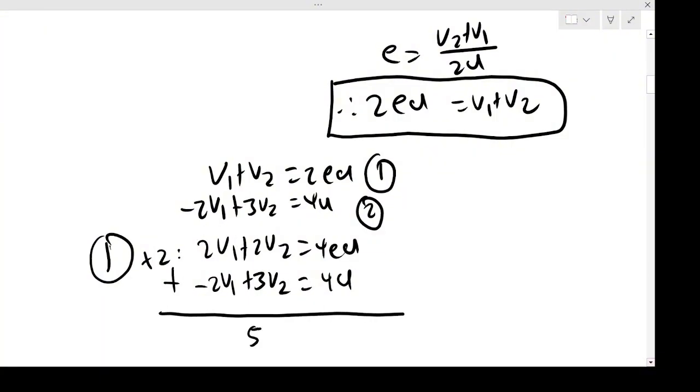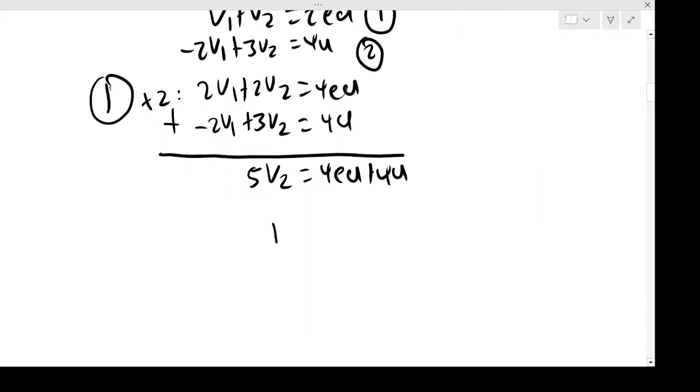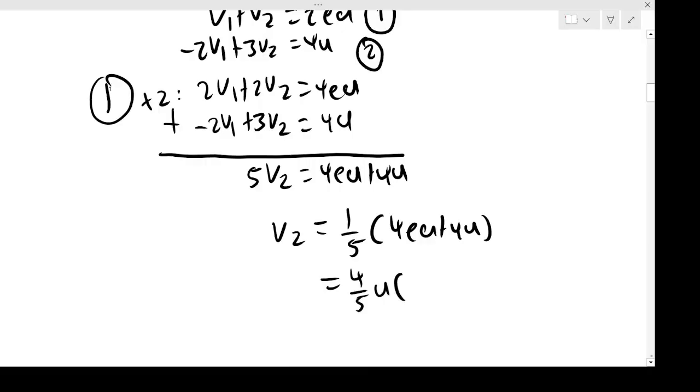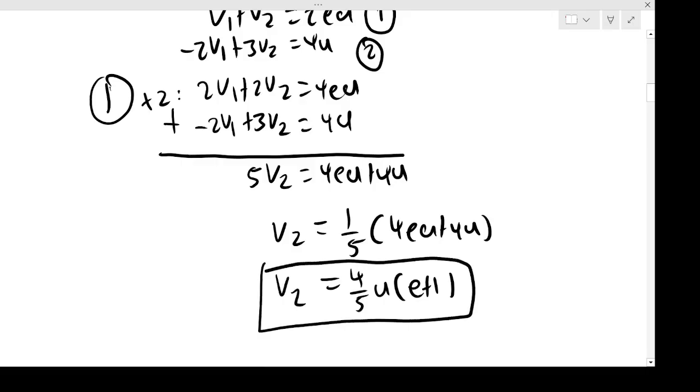So I'm left with 2V2 add 3V2 is 5V2 is 4EU add 4U. And so if I then divide by 5, I just get V2 to be a fifth lots of this. Hopefully you can spot I can simplify this a bit nicer. I can factor a common factor of 4 lots of U. So a 4/5 of U. And then if I factor that out, it's going to be E plus 1. Hopefully happy with this factorisation here. So I pulled out a factor of 4U. And so there we are. And that is my final simplified expression for V2.